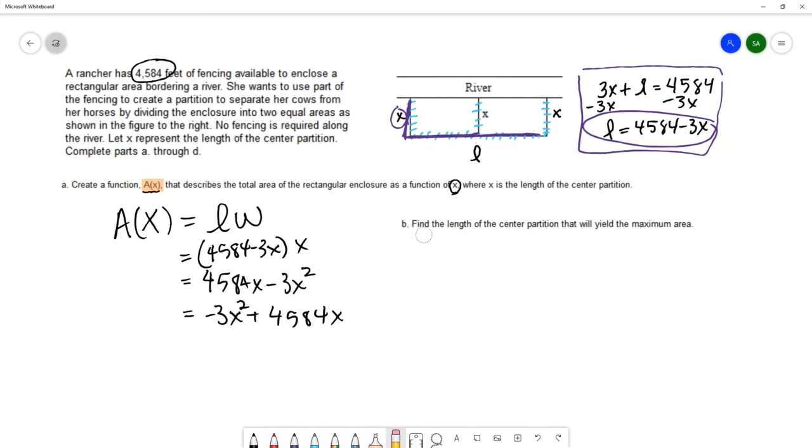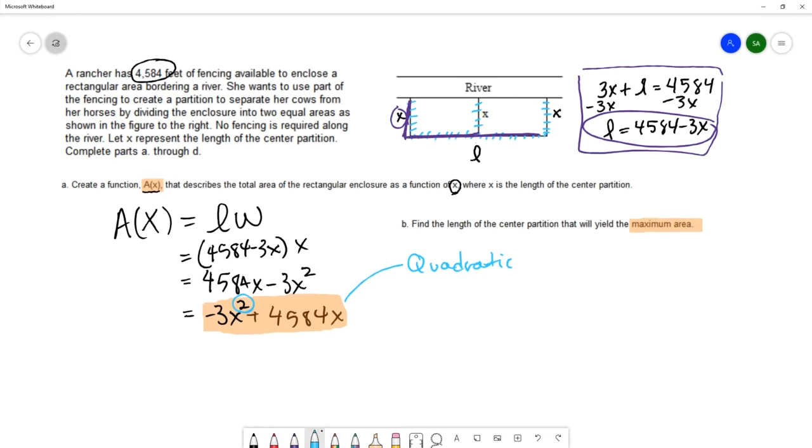For the second part, part B, we're going to find the length of the center partition that will yield the maximum area. We want to find the maximum area. Now we just found a function that represents the area, and what I notice about this function is that it is a quadratic function.